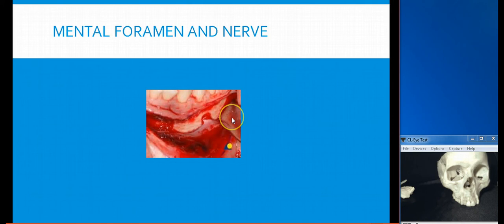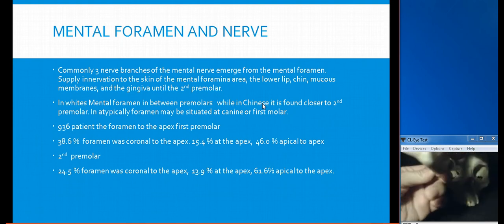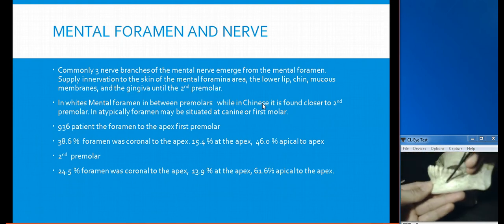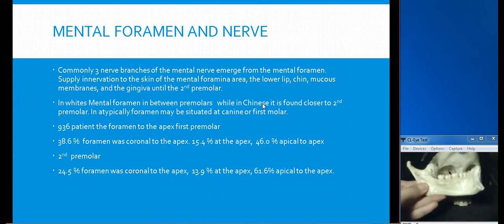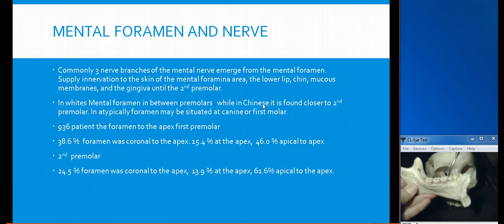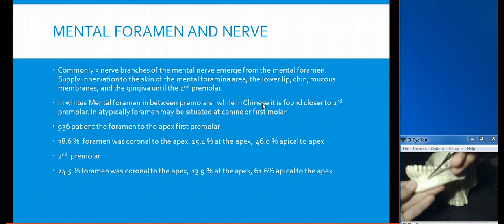The other very important landmark, and probably one of the tricky ones, is the mental foramen. The mental foramen is where the inferior alveolar nerve exits from the canal. So this is the inside. On the outside part of it, you can see the mental foramen. This is where the inferior alveolar nerve exits. So basically the pathway goes from the mandibular foramen, it travels the canal, transfers around the first molar, and then depending on anatomy, it exits either through the first, second premolar, in rare cases, the first molar.